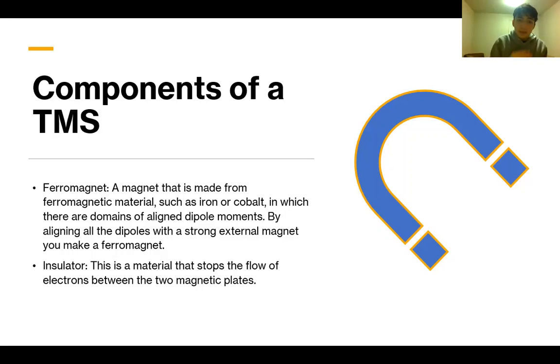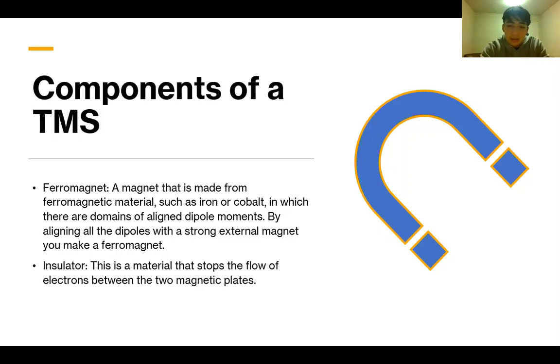By aligning all of these dipoles with a strong net external magnet, you can make one ferromagnet. So there are tiny little pockets of aligned dipoles. These are going to be our electrons, our spins. They aren't actually dipoles, but you can think of them as dipoles. And whenever you apply a magnet, it's going to align all of these little pockets of parallel dipoles and make one giant magnet that has a much stronger magnetic field.